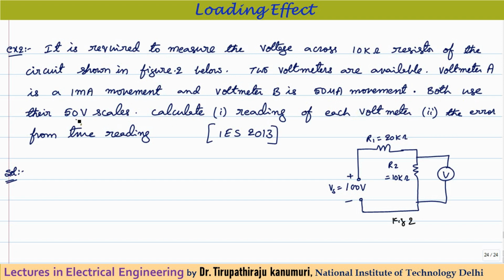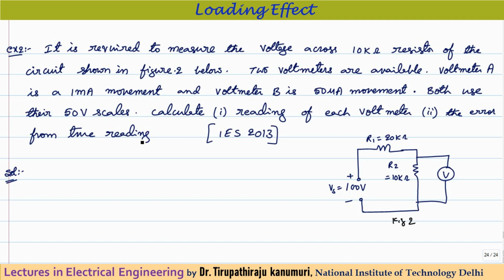Both use their 50 volt scales. So what is the meaning of this? To display 50 volts on its dial, the first instrument takes 1 milliampere, whereas the second instrument takes 50 microamperes. So calculate the reading of each voltmeter and the error from the true reading. Because of this voltmeter, how does the loading effect come in, and what will be the actual value that is measured? This is what is asked.